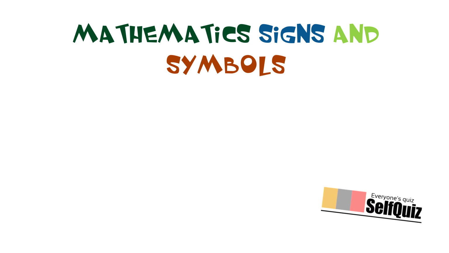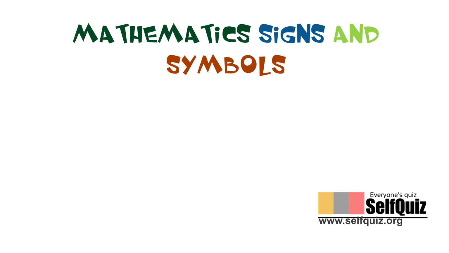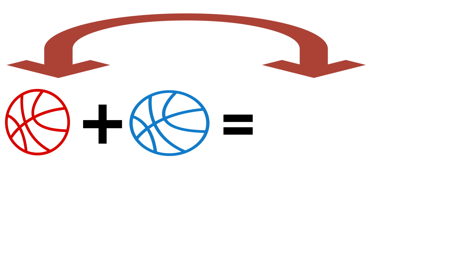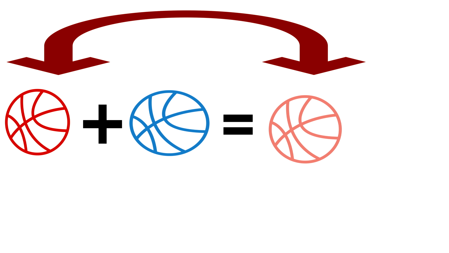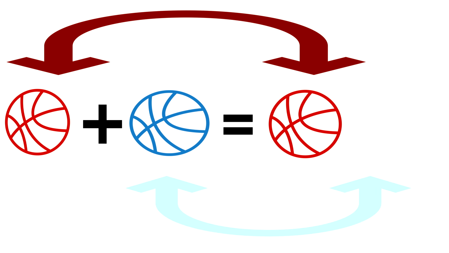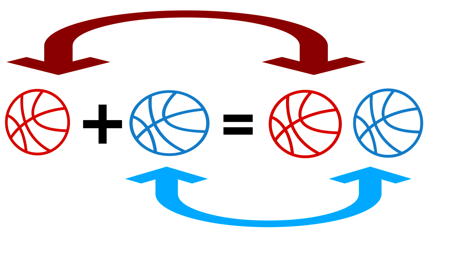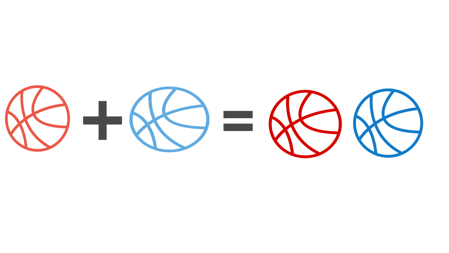Now that we know the basic signs and symbols, let us do an example. 1 red ball plus 1 blue ball. How many balls are there in all? We will simply move all the balls after the equal sign for us to know all the balls. The answer is, there are 2 balls.